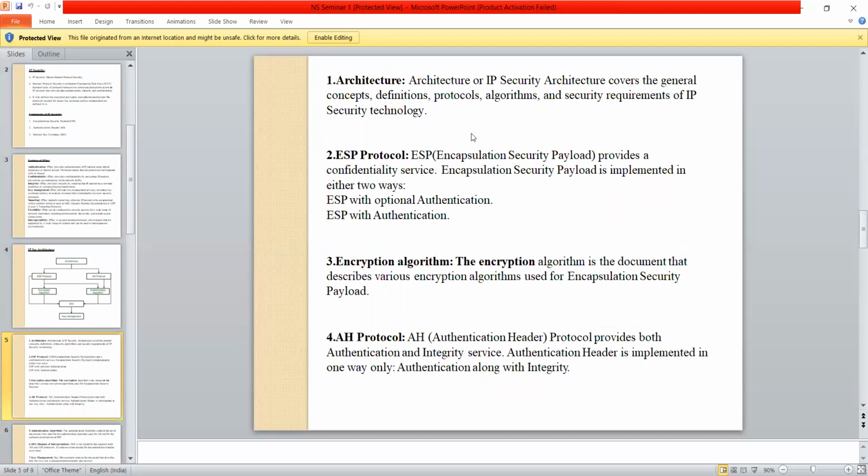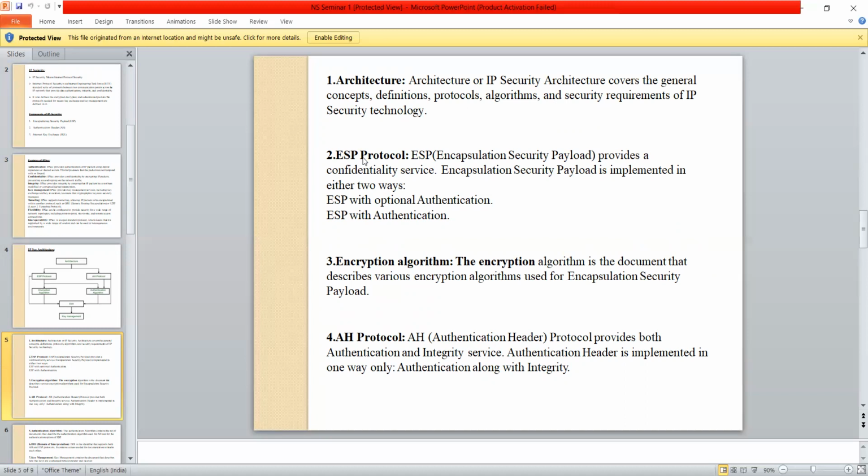Now the architecture. The architecture of IP security covers the general concepts, definitions, protocols, algorithms, and security requirements of IP security technology.